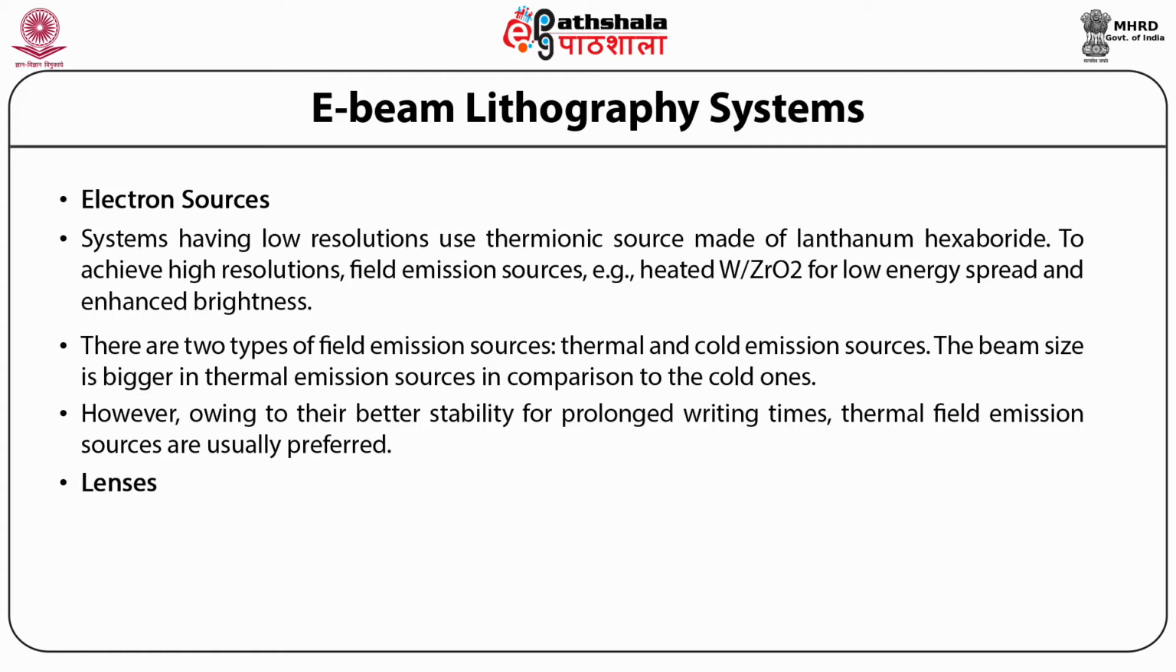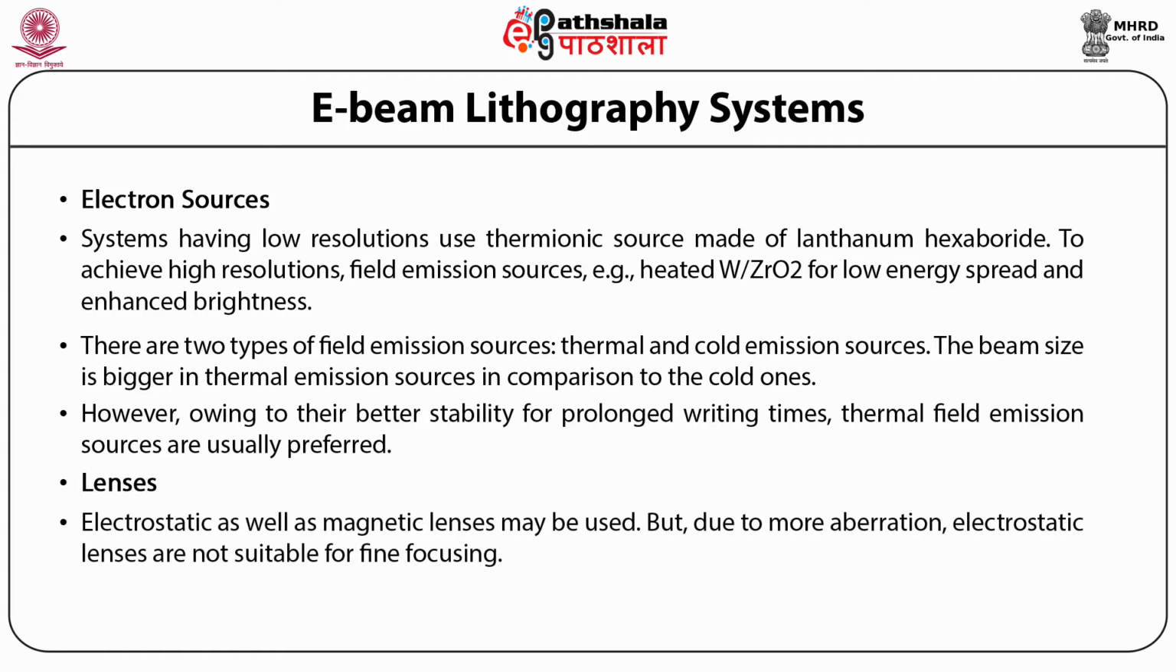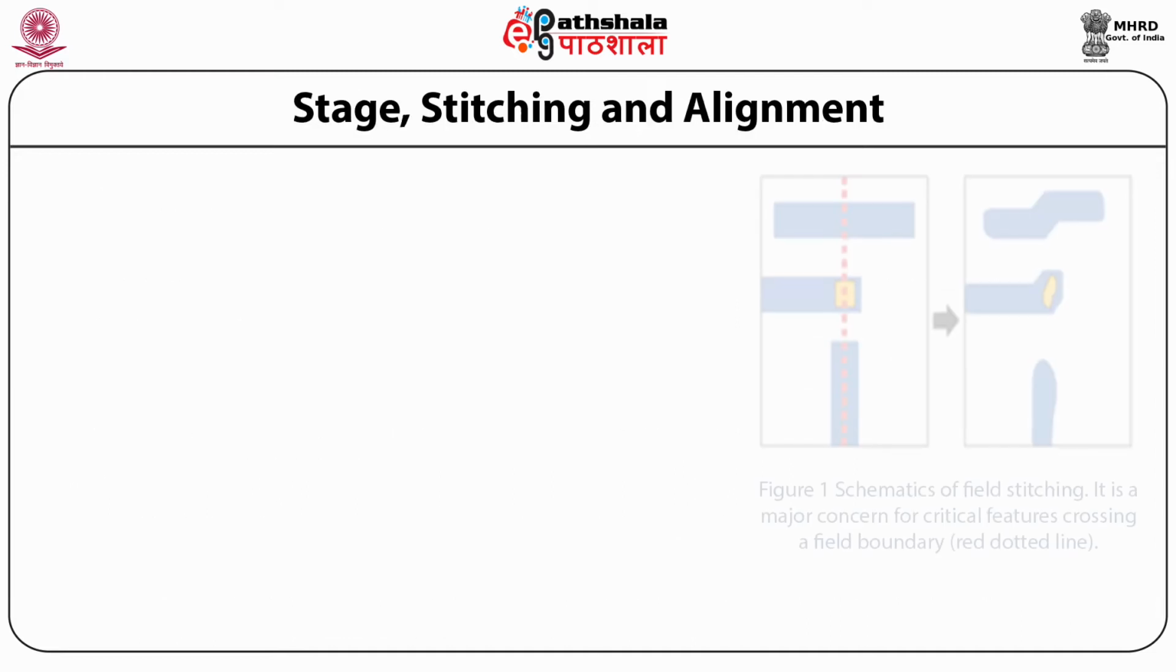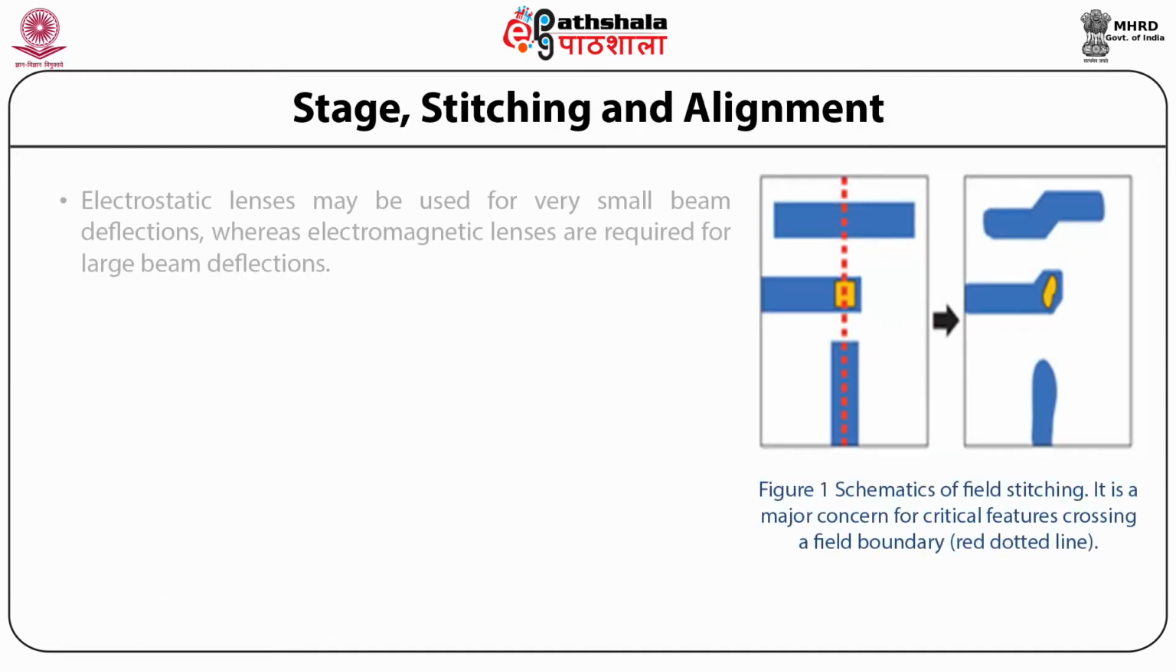Lenses. Coming on to lenses, electrostatic as well as magnetic lenses may be used. But due to more aberration, electrostatic lenses are not suitable for fine focusing. Since chromatic electron beams are not produced currently, very fine focusing is achieved by using an extremely narrow dispersion of electron beam energy. We will next discuss the stage, the stitching and alignment.